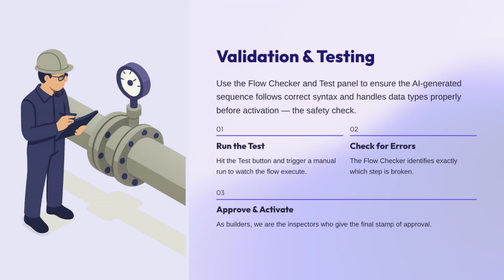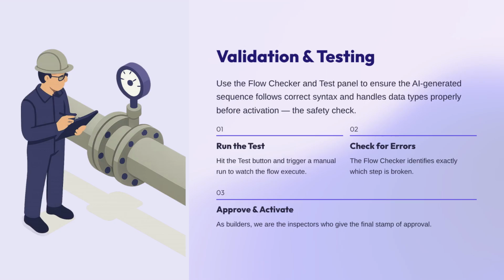You've probably noticed at the office how one small mistake in a process can cause a big mess. Testing is how we sleep at night knowing our automation is safe. Let's break this down together. As builders, we are the inspectors who give the final stamp of approval.